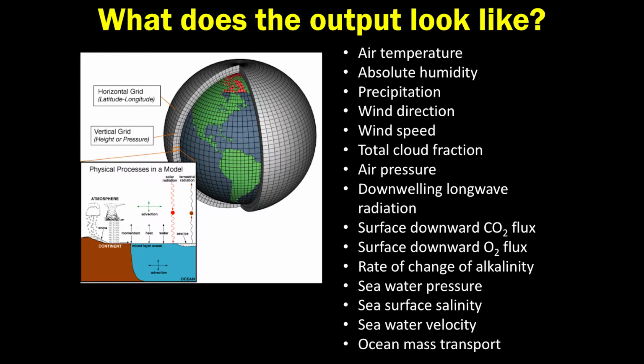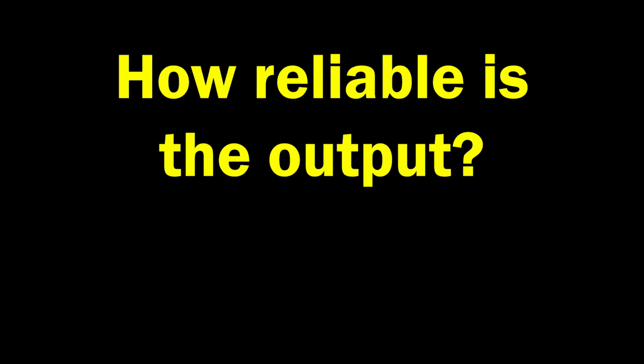What does the output of the models look like? There are literally dozens and dozens of variables, atmospheric variables like the ones we're familiar with, temperature, humidity, precipitation, wind speed and direction, and so on. But there are also much more interesting things like cloud fraction and downwelling long wave radiation. Then when you get into the oceans, we could look at the change in alkalinity and seawater pressure, and so on and so forth.